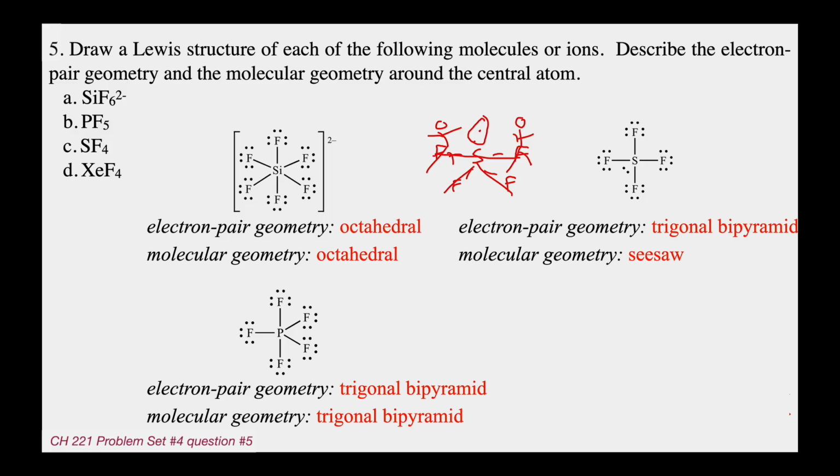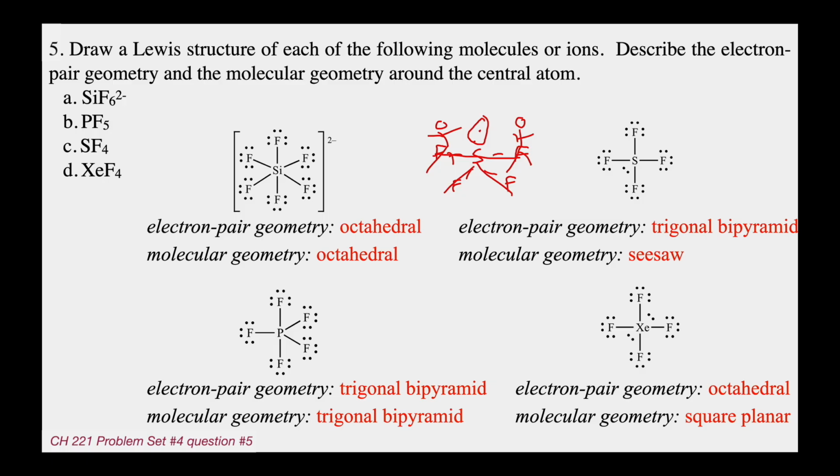All right. The geometry and polarity guide helps out a lot, obviously. And then the last one, XeF4. Count your electrons. It's also not tetrahedral. Xenon has 2 lone pairs around it. 2 lone pairs plus 4 clouds to fluorine, 6 pairs total, octahedral.